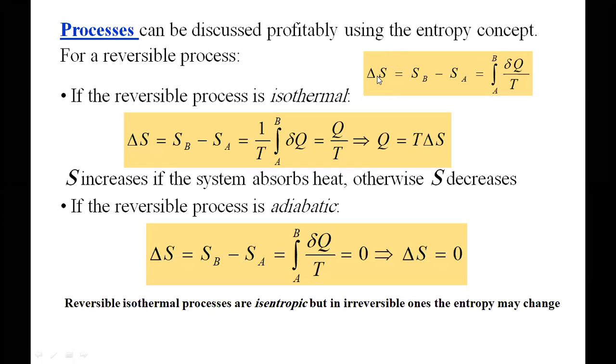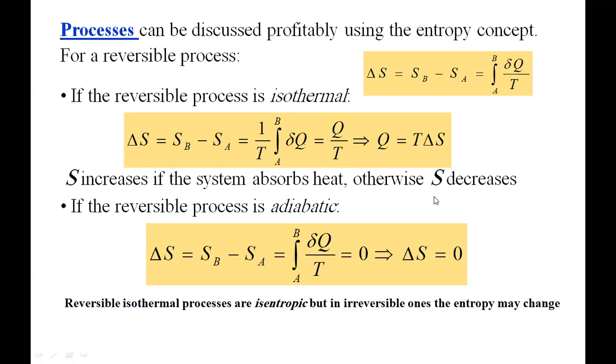Then the change of the entropy from state A to state B equals S B minus S A, which equals the integral from A to B of dQ over T. If we integrate, for a reversible isothermal process the temperature is constant, so delta S equals S B minus S A equals 1 over T times the integral from A to B of dQ, which equals Q over T. This gives Q equals T times delta S. So in this case, S increases if the system absorbs heat. Otherwise, S decreases.